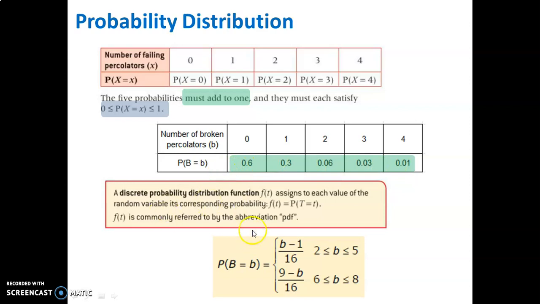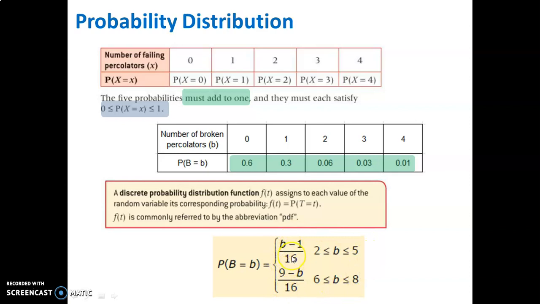All right, on the bottom here we have a discrete probability distribution function. We also talked about that during our investigation in class. But basically you can take the probability data that we have in the table and express it as a function. So here we say each of these single probabilities can be expressed in these two functions. So this is a piecewise function.